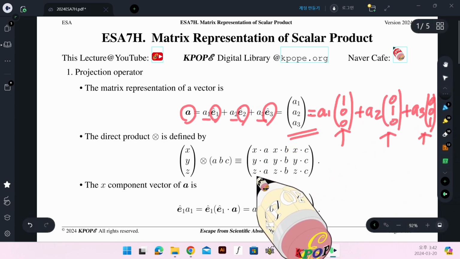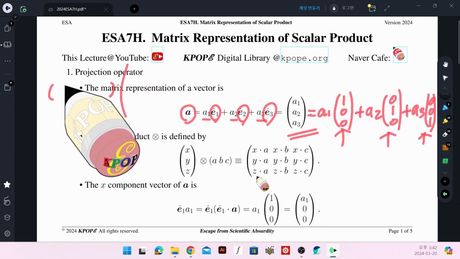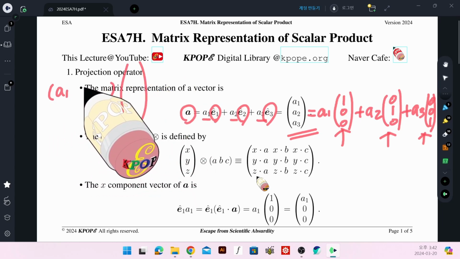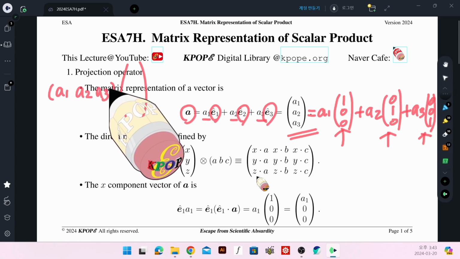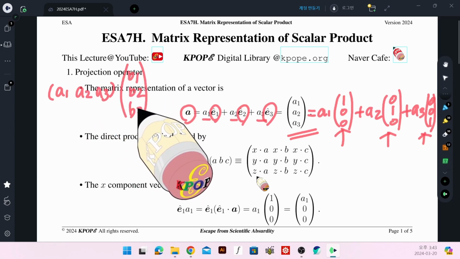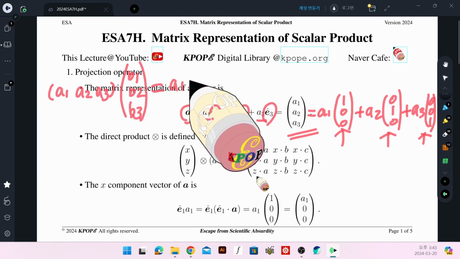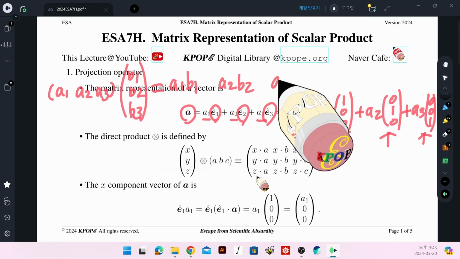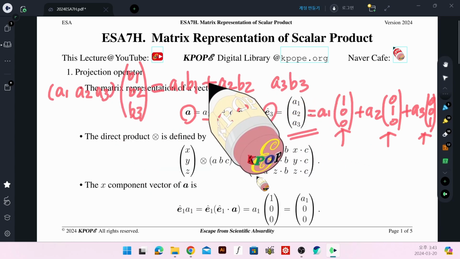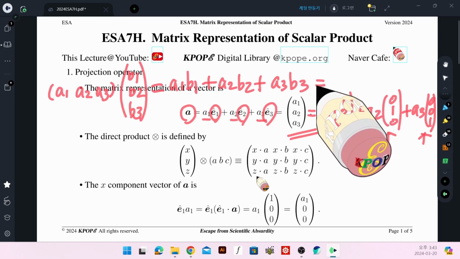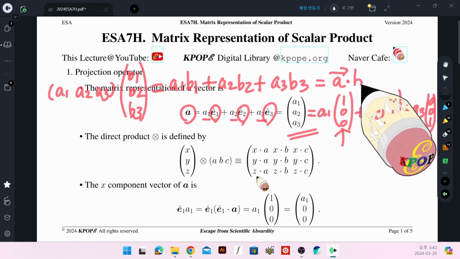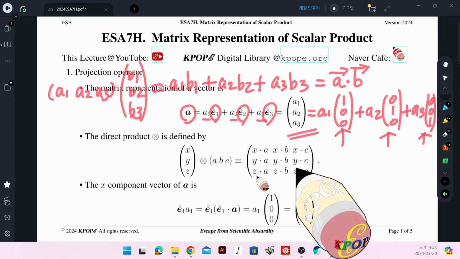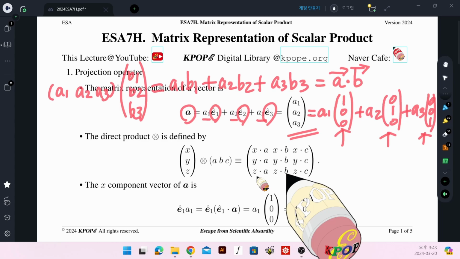While we define the product of one row and one column matrix, that is actually a scalar, as the product, and the third one, plus. This is identical to the scalar product of A and B if we express them in terms of the Cartesian unit basis vectors.